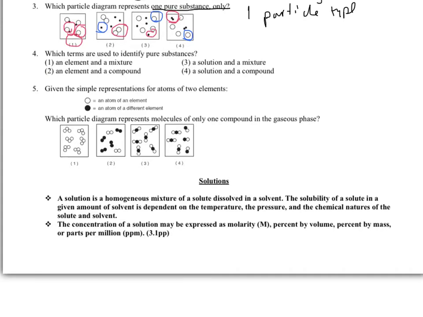Question 4 asks us to identify a pure substance, and pure substances have only one particle type. So the substances that have only one type of particle have to either be individual particles or they have to be particles that have bonded together in the same way. That means that pure substances only include elements and compounds.